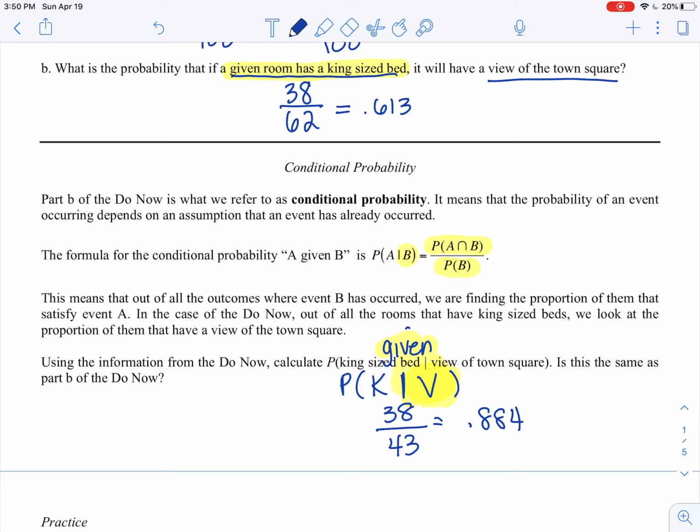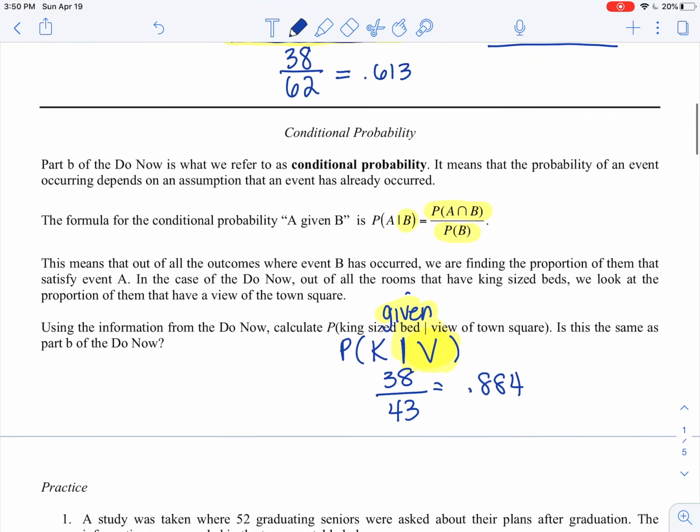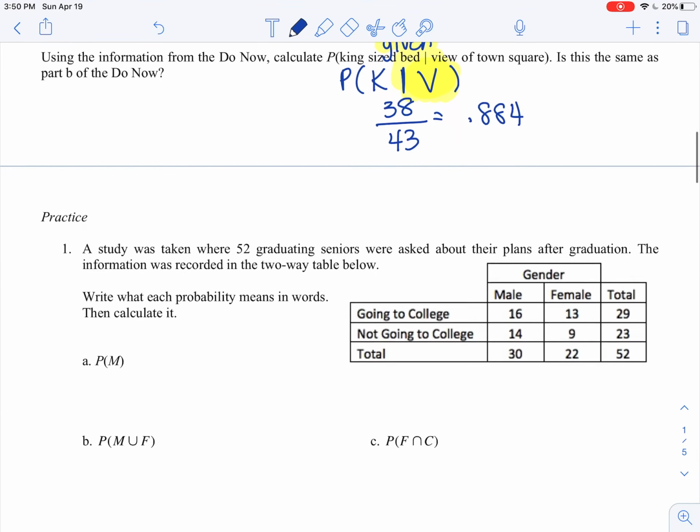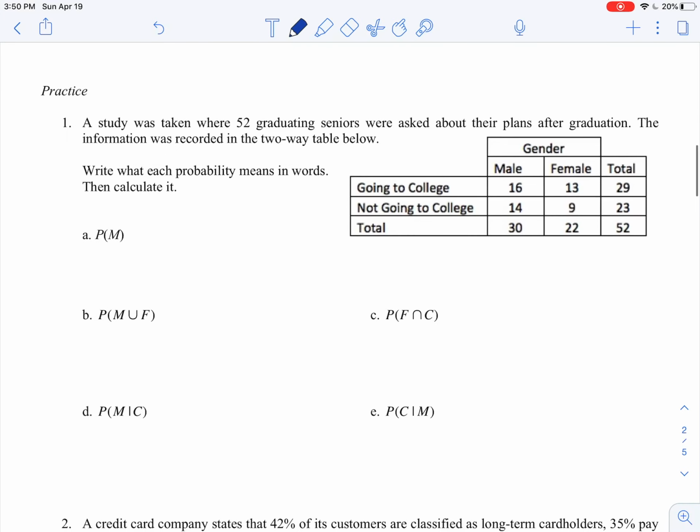Once again, you can see a very strong connection between having a king-size bed and a view of the town square. We're not really at the point of drawing inferences, but why would someone want to know this information? Well, if you're going to start making a hotel with king-size beds or views of the town square, you can see there's a big connection between those two. Maybe you can use this kind of information to draw inferences. That's the idea of what happens with probability and statistics.